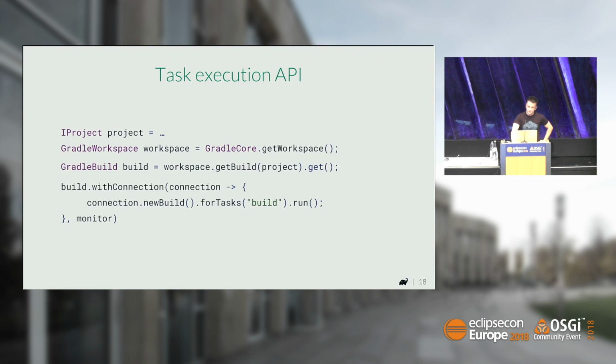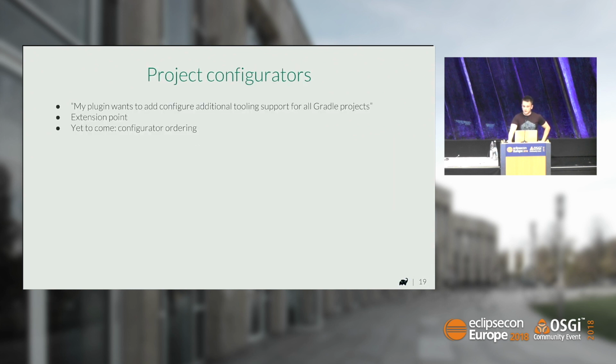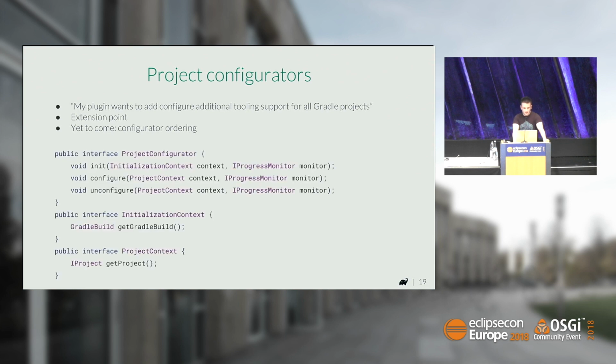Okay, that concludes the second API. And the last one is project configurators. Now, this is useful for tooling providers who want to extend the Gradle synchronization mechanism. So basically, we provided an extension point where you can implement a simple interface where you add your additional project configuration for the Gradle projects. The interface itself looks quite simple. You have to implement the ProjectConfigurator interface. There you have three methods: init, configure, and unconfigure. Simple as that.